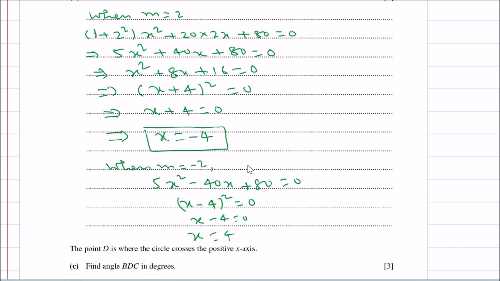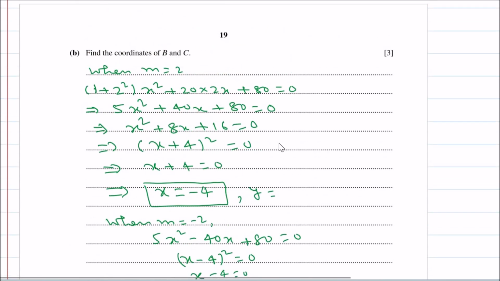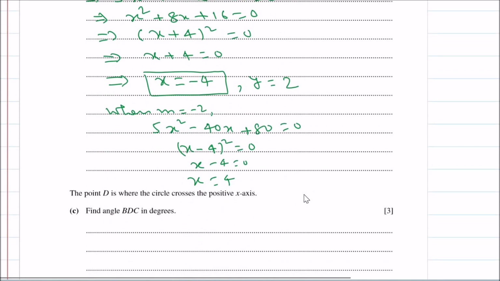Now x equal to 4. Here x equal to minus 4. So we need to find the y coordinate. So when you put the value, we get y equal to 2, and in this case also we get y equal to 2.